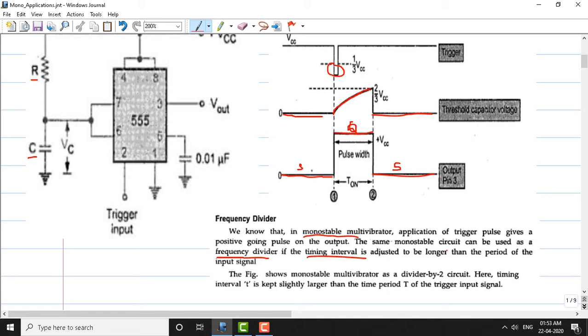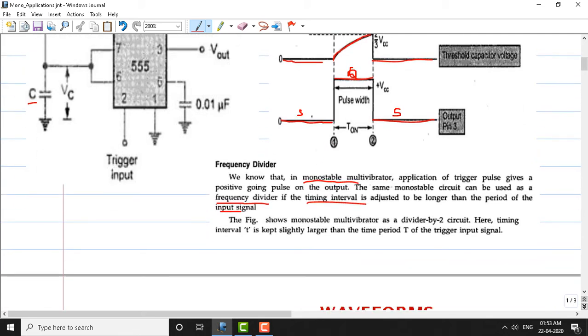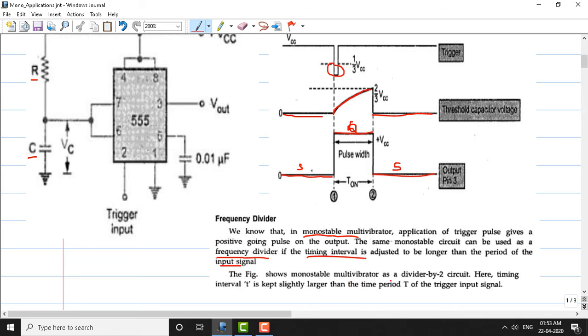The condition here for the frequency divider is that the timing interval is adjusted to be longer than the period of the input signal here. The t on of the pulse width should be longer than the period of this trigger pulse. So the circuit becomes a divide by 2 circuit here. The figure shows the monostable multivibrator as a divide by 2 circuit. Here the timing interval is t, which is kept slightly larger than the period T of the trigger input signal. Here in this case, we denote this small t as the pulse width duration.